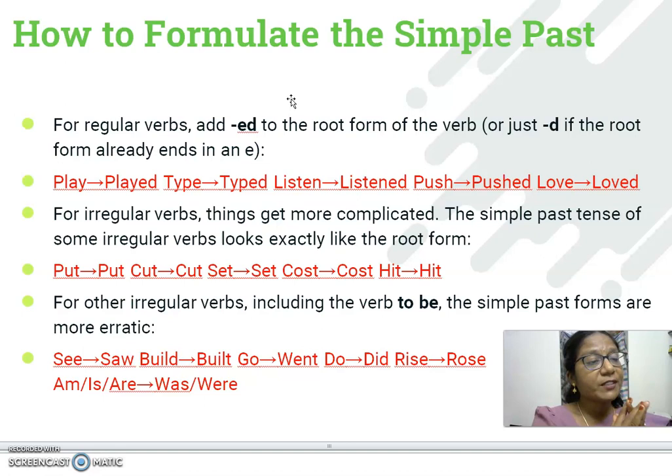For irregular verbs, things get more complicated. The simple past tense of some irregular verbs looks exactly like the root form. Put takes the simple past tense put itself. Cut itself. Set. Cost. Hit. For other irregular verbs, including the verb to be, the simple past tense forms are more irregular. See becomes saw, build becomes built, go becomes went, do becomes did, rise becomes rose, am and is become was, and are becomes were.